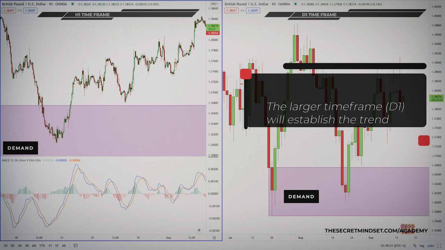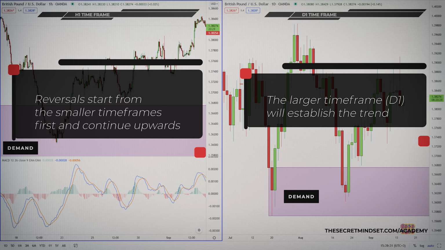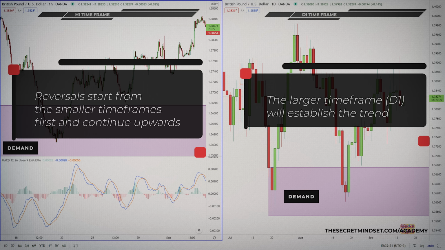Here we have another demand zone on the pound dollar on the daily time frame. Again, we'll use a multiple time frame approach. The daily chart on the right, the larger time frame, will establish the trend, and reversals start from the smaller time frames first and continue upwards.